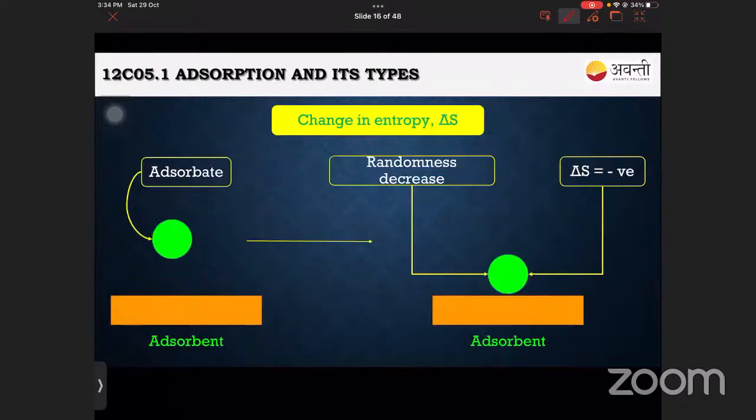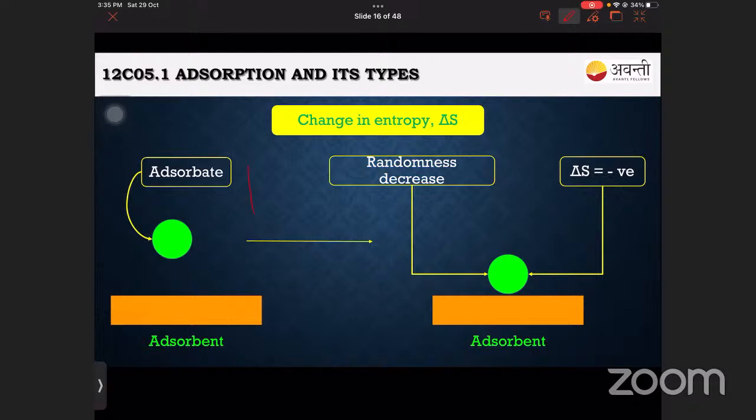Now coming to the next term, that is the entropy term. What happened in enthalpy? Because of the formation of the bond, that is van der Waals forces between the adsorbent and adsorbate molecules, the energy was released. Van der Waals forces are weak forces, right? So let's say only some energy is released, not high energy. But even a small amount of energy released gives some spontaneity there. Now let's see what happens to the entropy term.